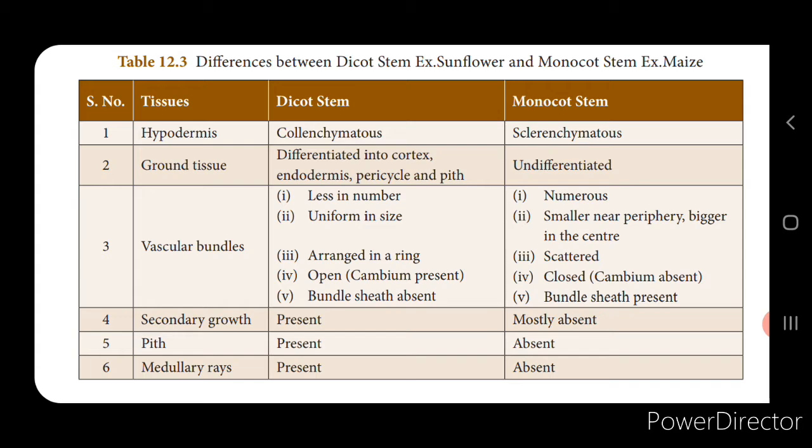Pith was present, isn't it? Now we saw that the pith is present below the vascular bundle, isn't it? But here we cannot differentiate, or there is no pith in the monocot stem.